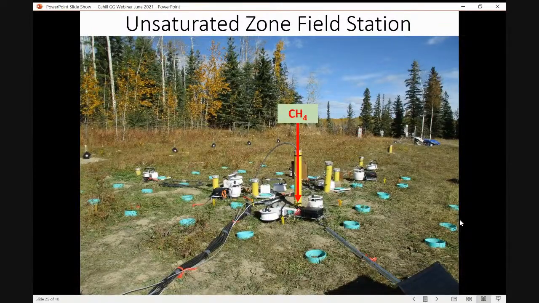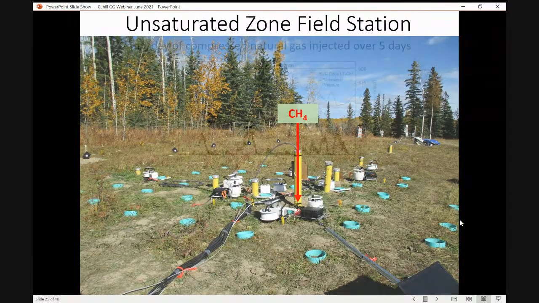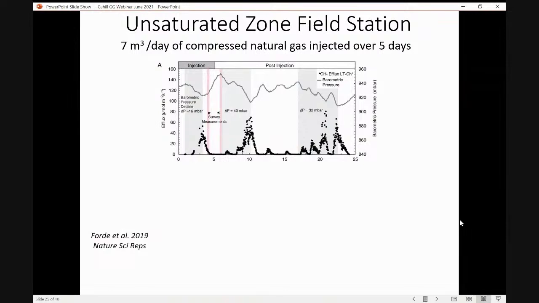So at the unsaturated zone field station, we set up an experiment in dry soils. Here we injected methane about 12 meters into the ground, and you can see this extensive monitoring network we have around this to try and track where the gas goes and what controls that. We saw some really interesting results here. After injecting about 7 cubic meters a day for 5 days, we then monitored and watched the gas come up through the soils and how much left the soils into the atmosphere.